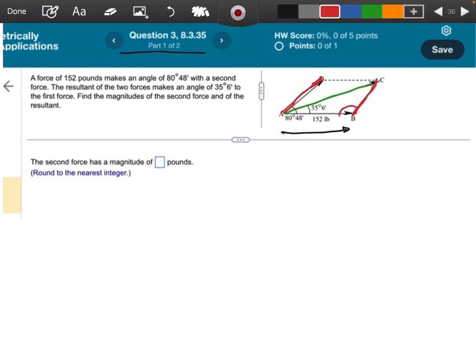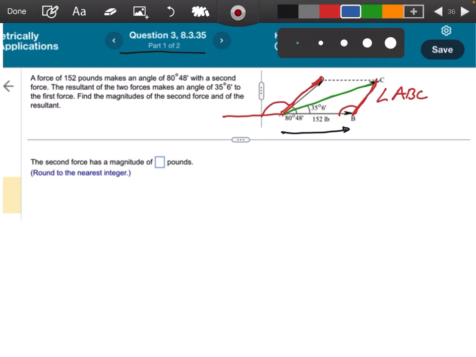Okay, so first thing I want to know is, could I find the measure of angle ABC? If I wanted to find that angle, I could do that by finding this angle right here, because corresponding angles have the same value. And the fact that we already know this value here is going to make this part pretty simple, right?